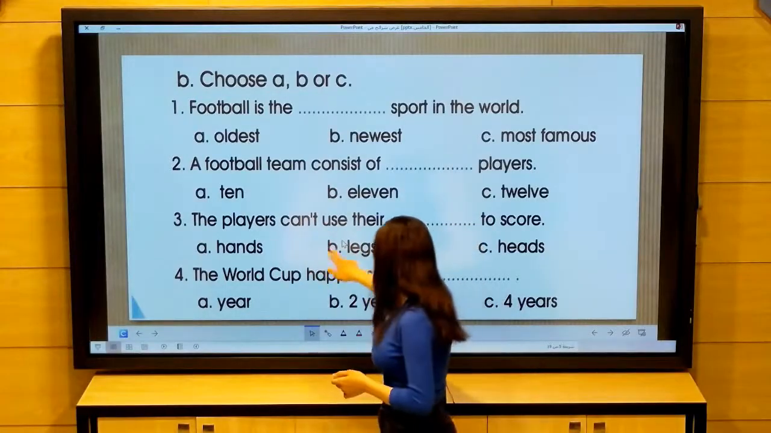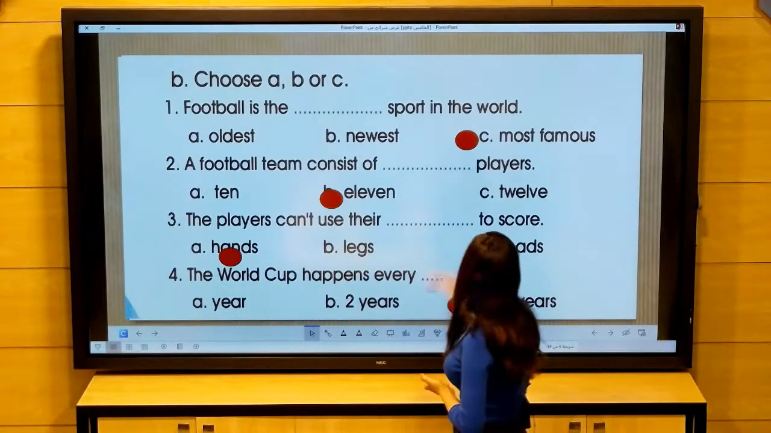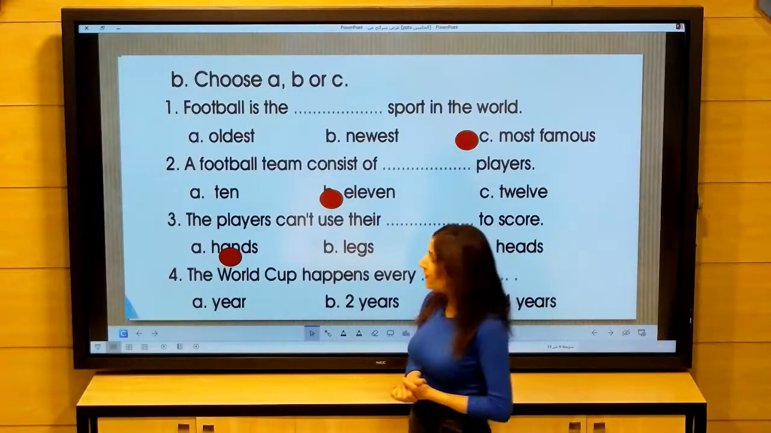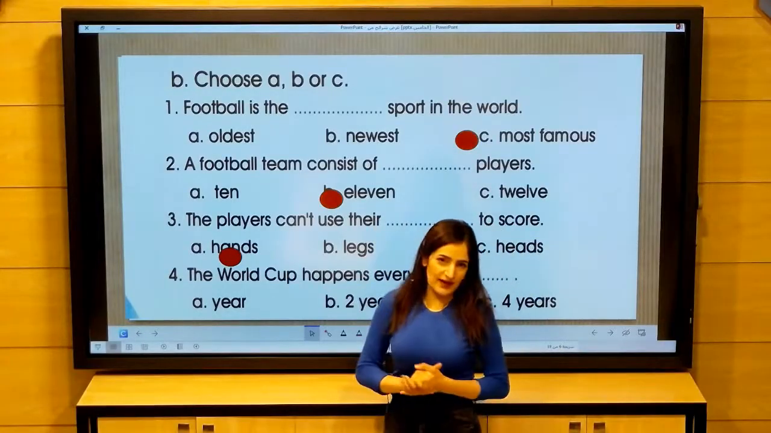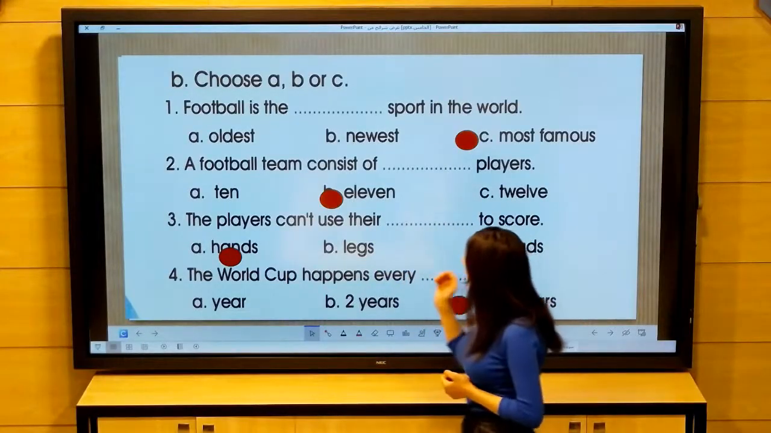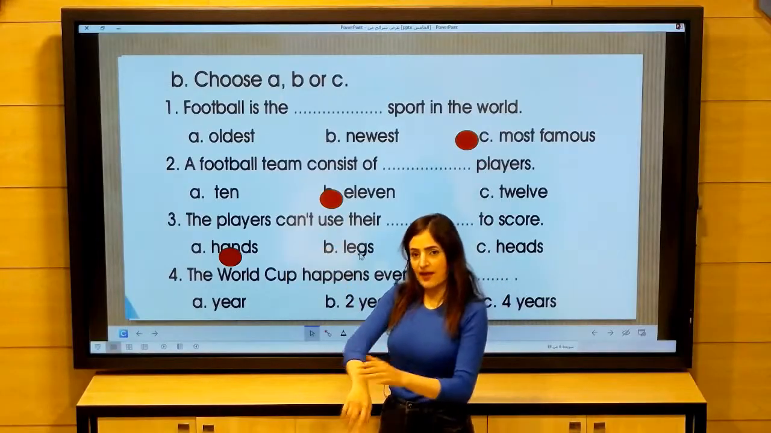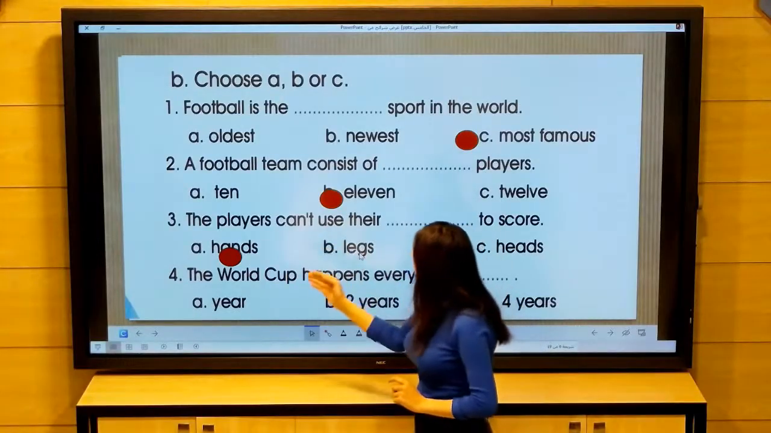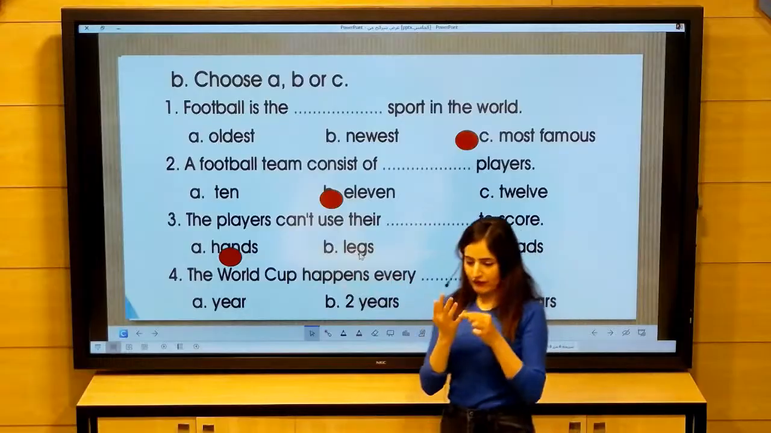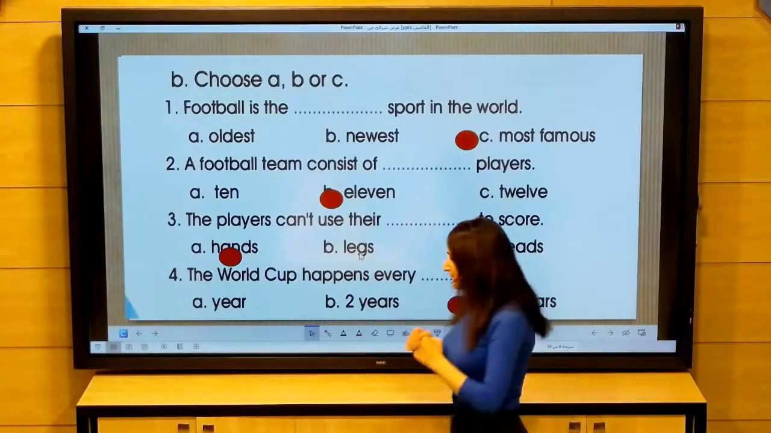Now the answers. First, most famous. Number 2, 11 players. Number 3, hands, arms and hands. Number 4, the World Cup happens every 4 years.